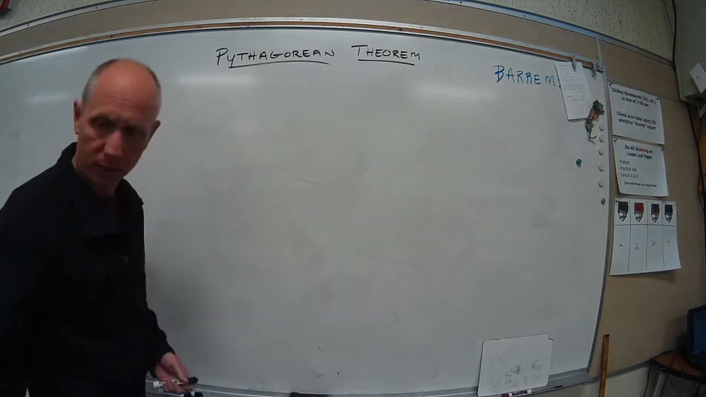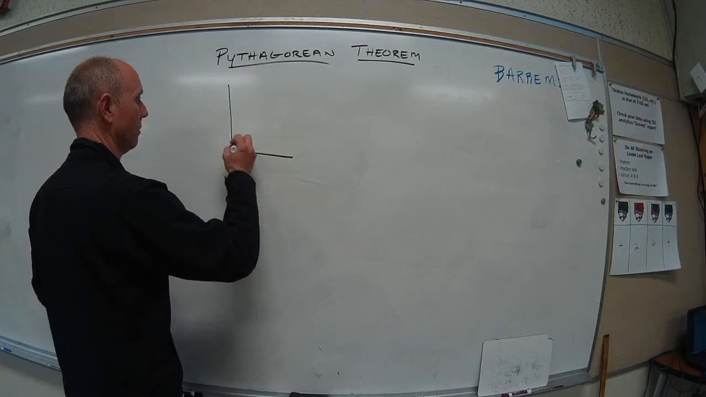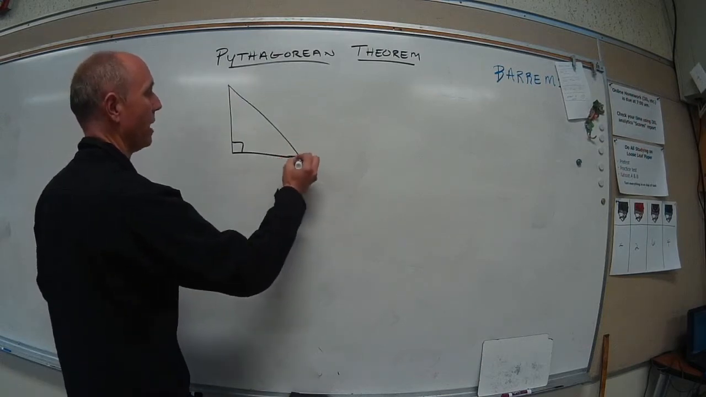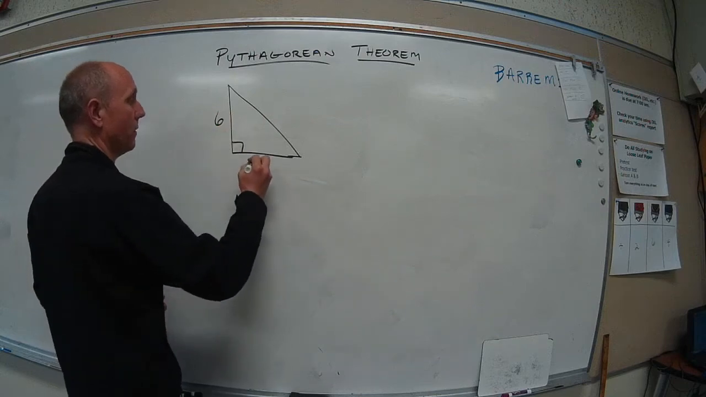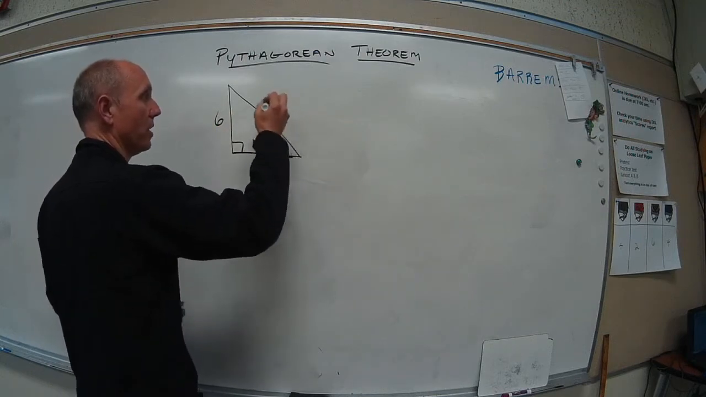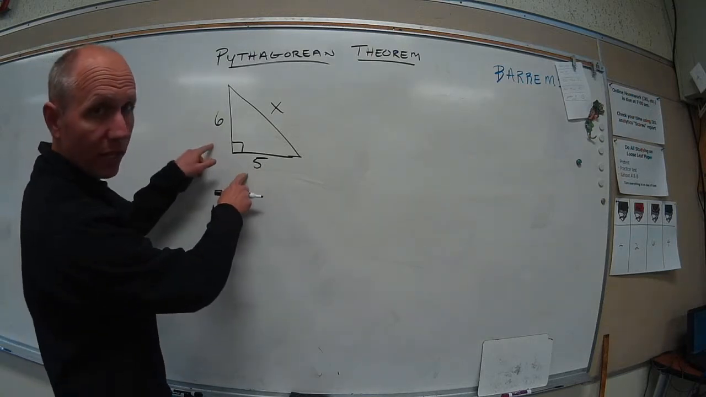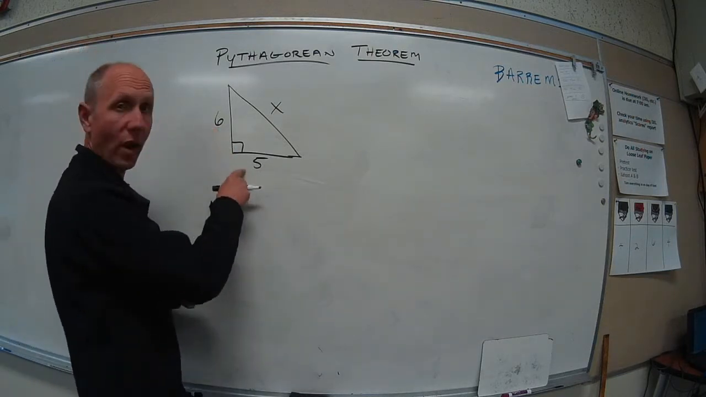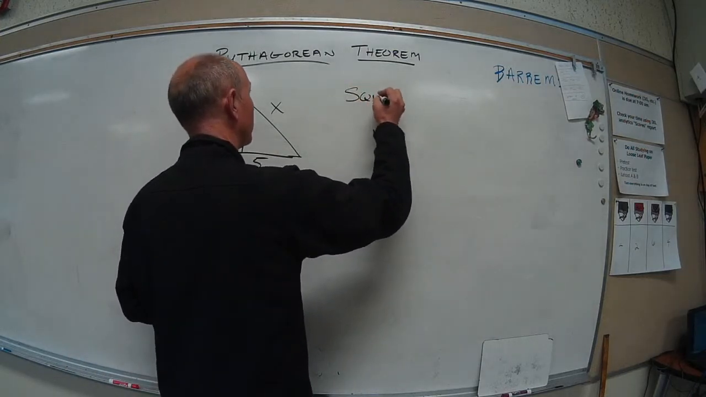So here's a right triangle. I'm just going to make up the sides and we're going to find the missing sides. So let's say that this is 6 and that this is 5. And I want to know what this missing side is. Here's how I'm going to do this. Since I've got the two legs, I'm going to go square, square, and add them together. So I call this square, square, add.